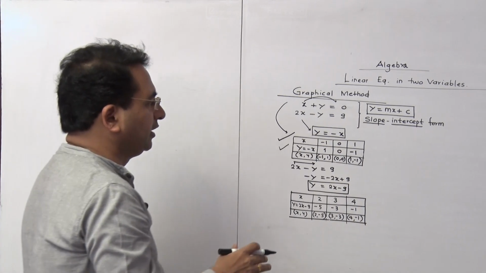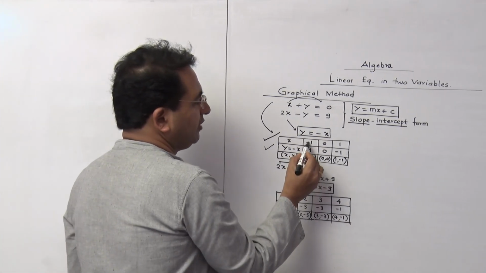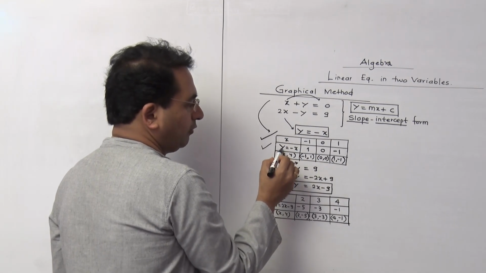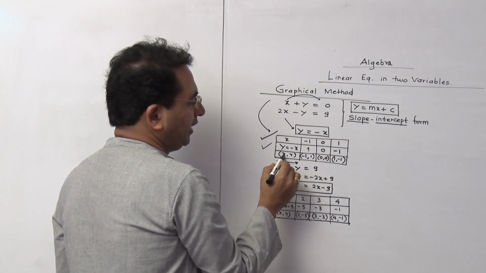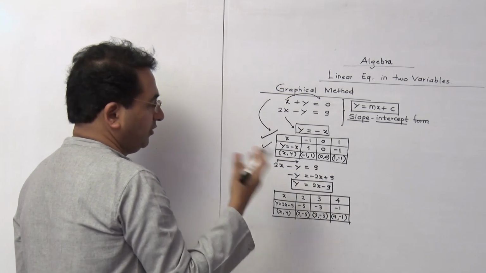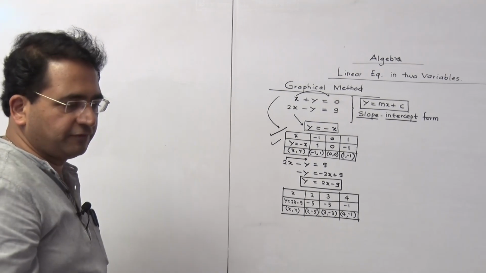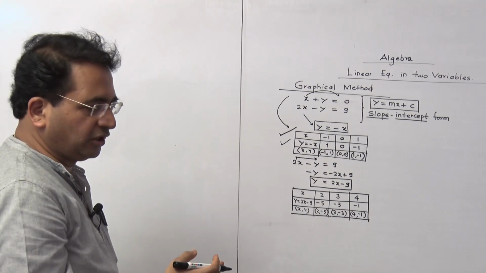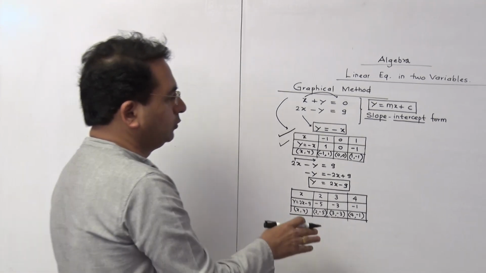So remember one thing, you have to take 3 values of x of your choice and then calculate the value of y. Then you can go for x and y values. These are the 3 points which you have to substitute, which you have to plot on the graph. Let us plot these points on the graph. Then what is to be done? I will show you now.